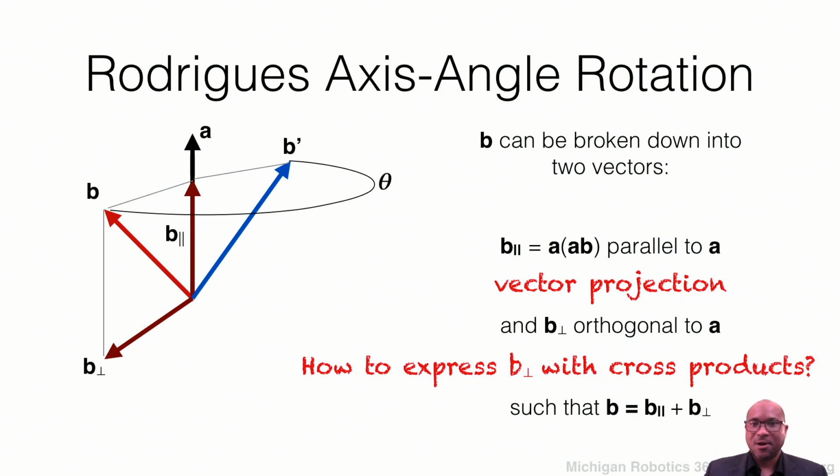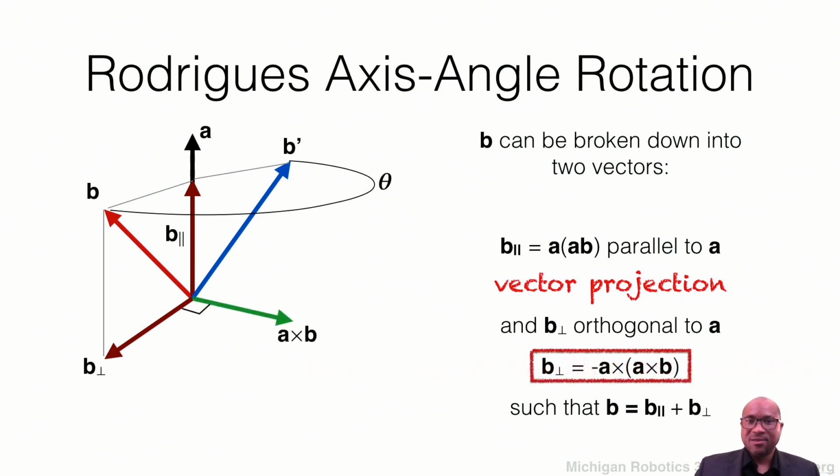All right. We can think of it as negative A cross the cross product of A and B. So you have to look at it a little bit, but if you take A cross B, you'll get a vector that's perpendicular to that. And then if you take A cross that vector, A cross B, then you can get B perpendicular. Pretty smart.